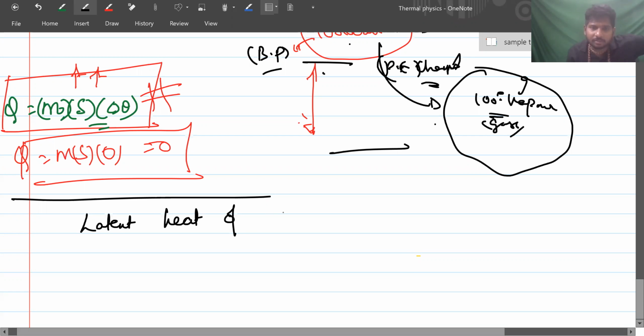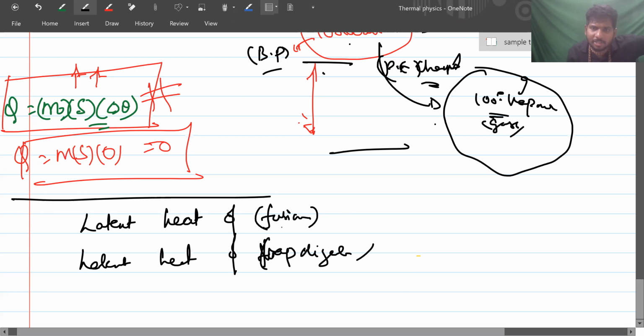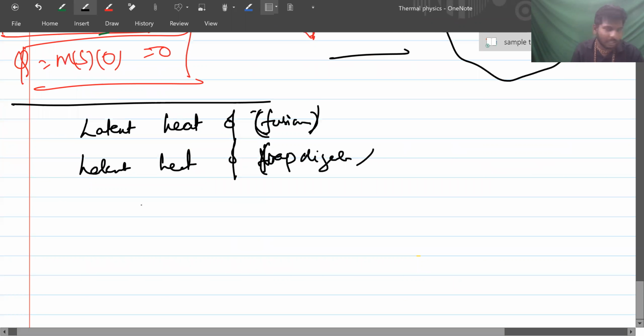Latent heat of fusion, latent heat of vaporization. Like that, there will be terms. When it is converting from water to vapor or vapor to water, we use this latent heat of vaporization. And when it is converted from ice to water or water to ice, that is, solid to liquid and liquid to solid, we use latent heat of fusion. Okay. Yes, sir.